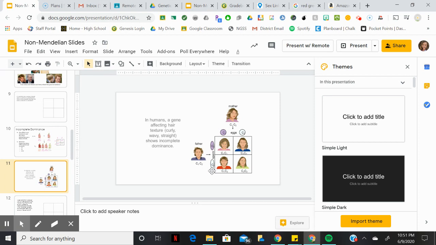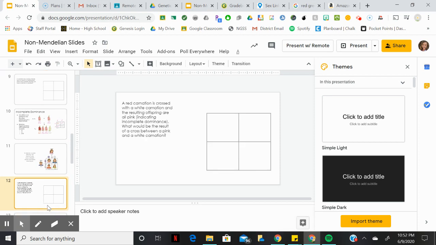So when they have children, if this egg meets this sperm, then you're going to get curly hair, C1, C1. These two are heterozygous. They would be wavy, and then C2, C2 is straight. It doesn't work that perfectly. There are some nuances in the genetics, but it's sort of the idea. Okay? So a practice problem.